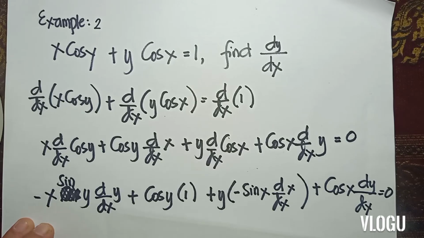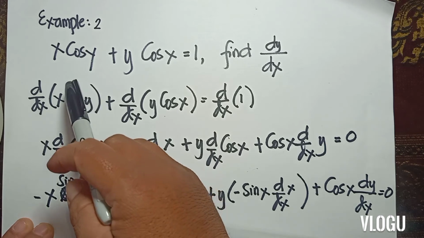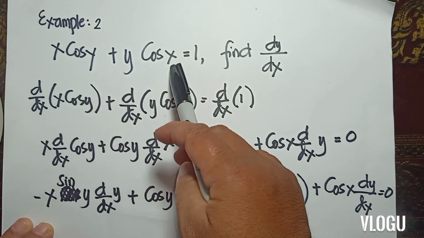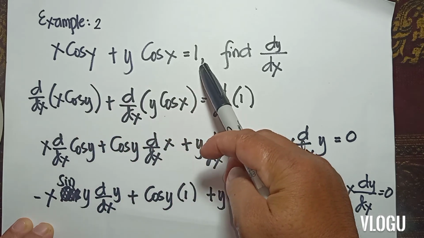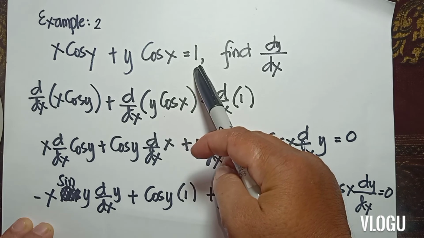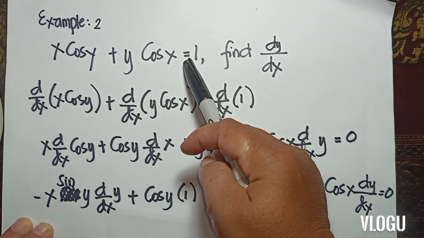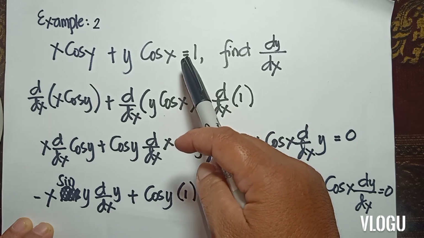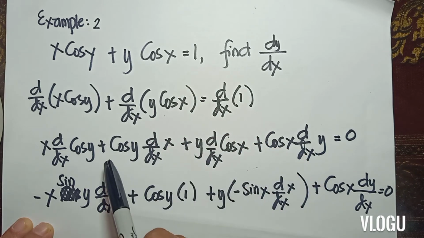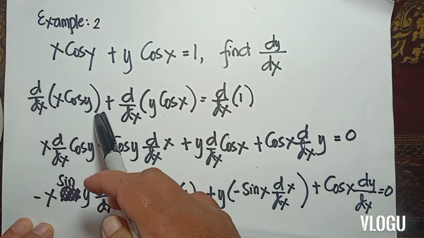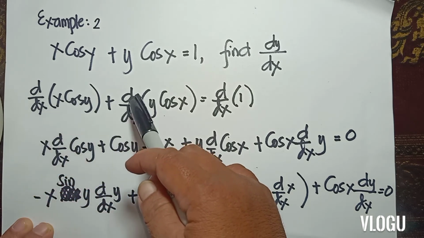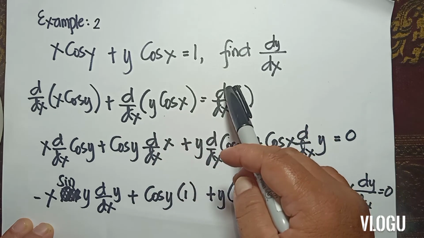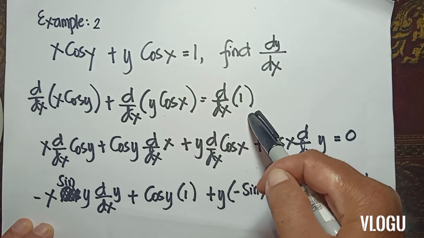Okay, next, example number 2: find dy/dx given x cosine y plus y cosine x equals 1. For this given, we cannot solve y in terms of x. That's the reason we are going to use implicit differentiation. So, to solve, d/dx of x cosine y plus d/dx of y cosine x is equal to d/dx of 1.